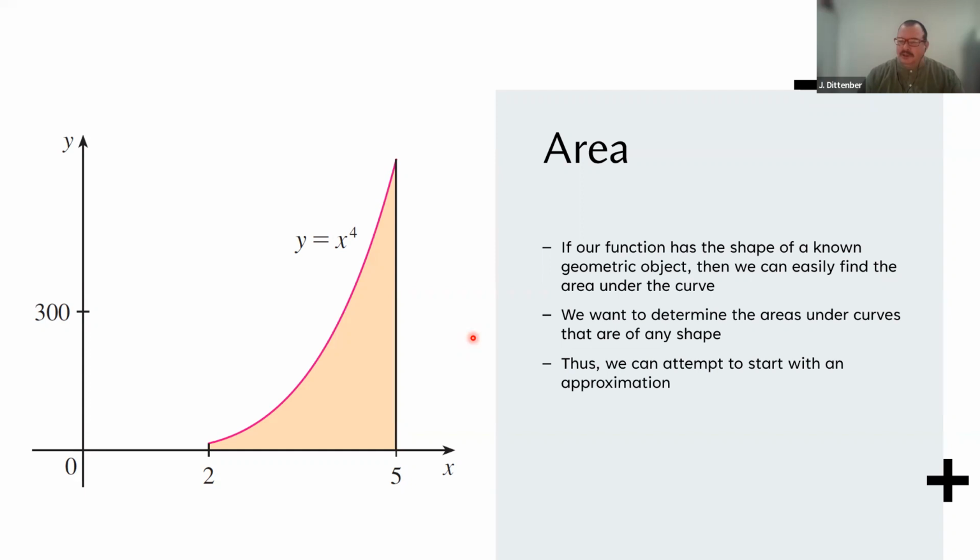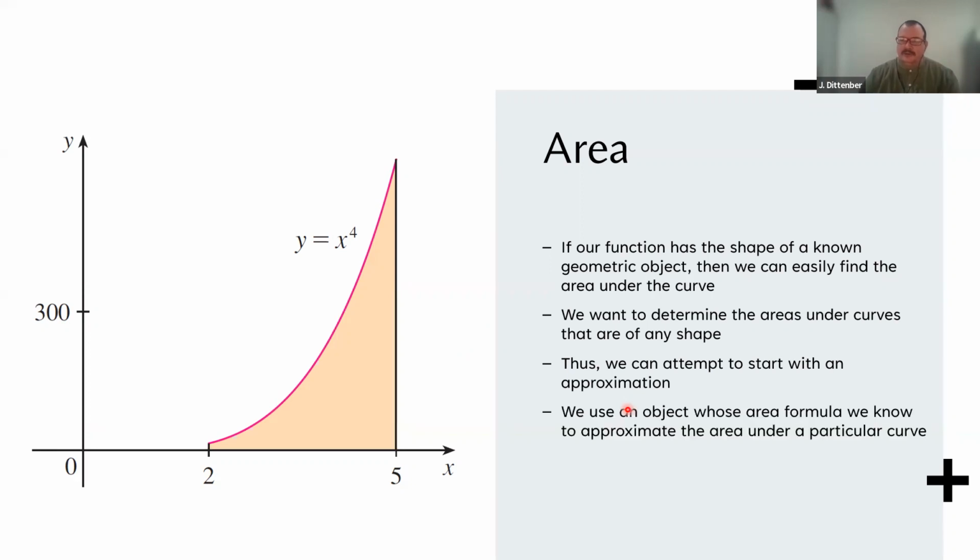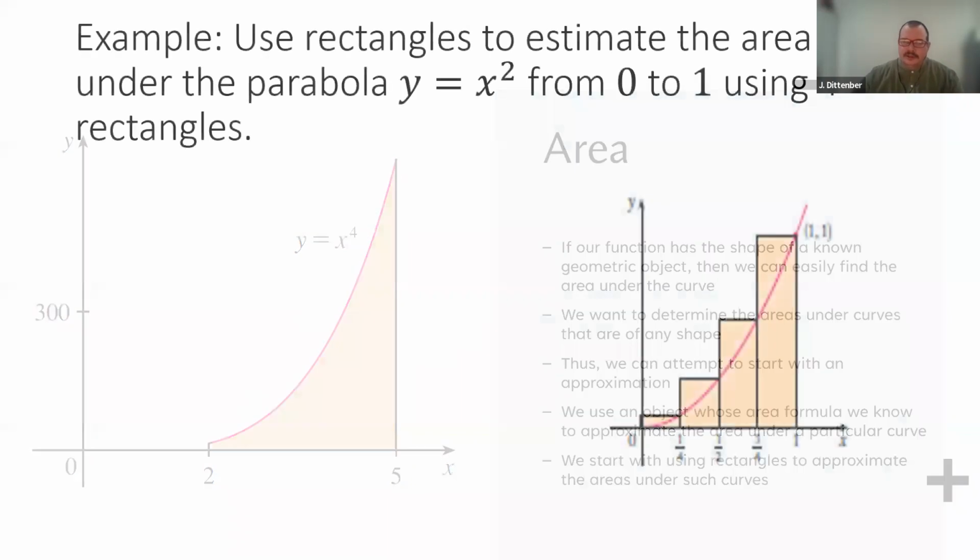And the way we do it is we start with an approximation. So we find some representative object. In this case, we're going to be using rectangles. This is called a Riemann sum, named after the mathematician Bernard Riemann. And we're going to use that object. We're going to place it under the curve and then sum up the area of that object. And that's going to give us an approximation for the area under the curve. So it looks like this.